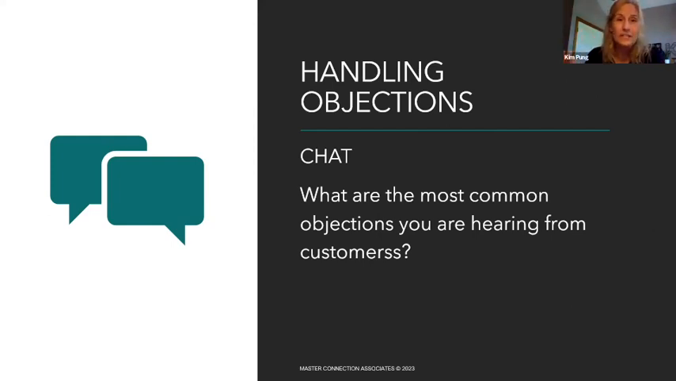And you can just put those into the chat. If you find your menu there on the top or bottom of your screen, you'll see a little message bubble that says chat underneath it. Just open that up and drop in a quick text as to what are the most common objections you're hearing from your customers. Or you can just unmute too, and you can tell me live, and we can talk through this. What I'd like to do is hear as many of your objections as you encounter so we can tackle them today.